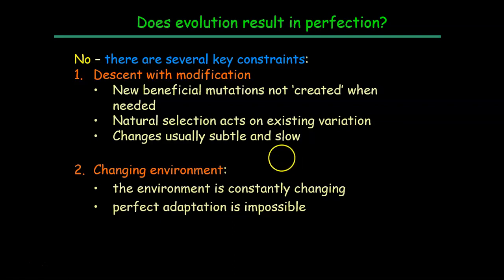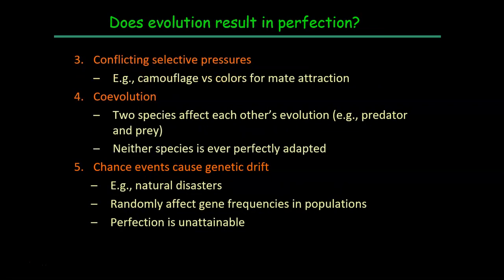Another reason why evolution does not result in perfection is that the environment is constantly changing. Populations are always behind the curve. It got dry for a while. Populations started adapting to the drier conditions, and then it got wet, and now they're having to adapt to that. You get the idea. We talked about this earlier.